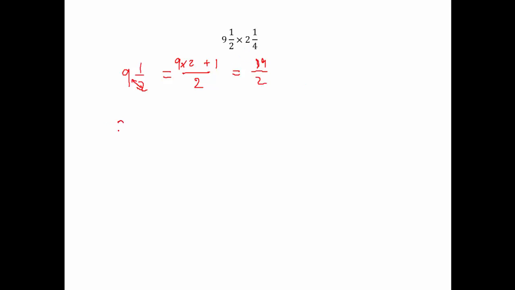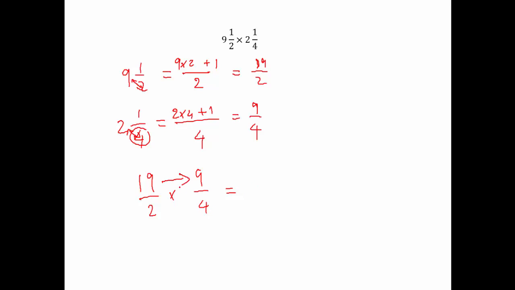The same thing here. Convert 2 1/4 to a fraction. We keep the same denominator, and then 4 times 2, add 1. So 4 times 2 is 8 plus 1 is 9, so 9/4. Now we have two fractions, then you can easily multiply them together. Multiply 19/2 by 9/4, top by top, bottom by bottom. 19 times 9 will give you 171, and 2 times 4 is 8.